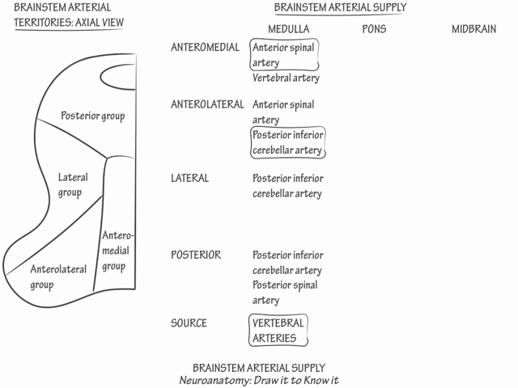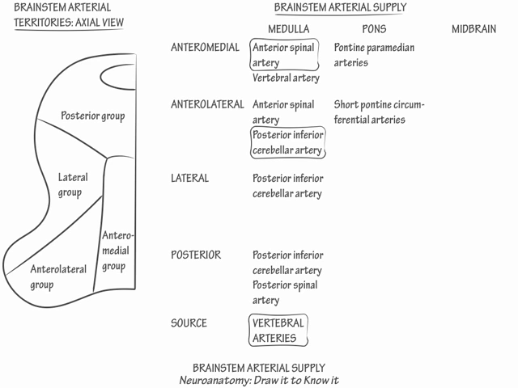Now let's label the pontine arteries. The first 3 groups are supplied by basilar branches that travel progressively farther distances to their targets. Indicate that the anteromedial group is supplied by the pontine paramedian arteries. The anterolateral group is supplied by the short pontine circumferential arteries.